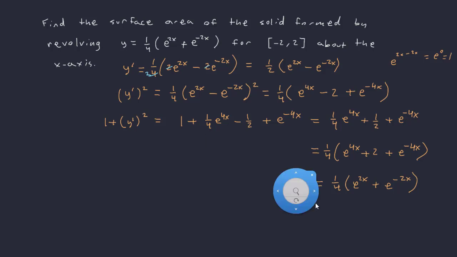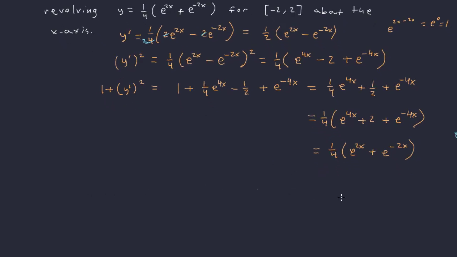All right, so our surface area will be 2 pi integral from -2 to 2. It'll be our original function, so 1/4 times e^(2x) plus e^(-2x). Then it'll be times the square root of 1 plus y prime all squared, which we've already, sorry, I did that wrong. I didn't put the squared there. Sorry about that.